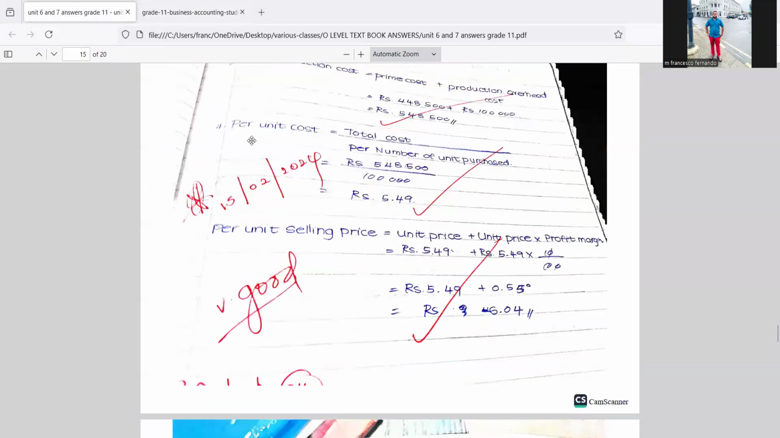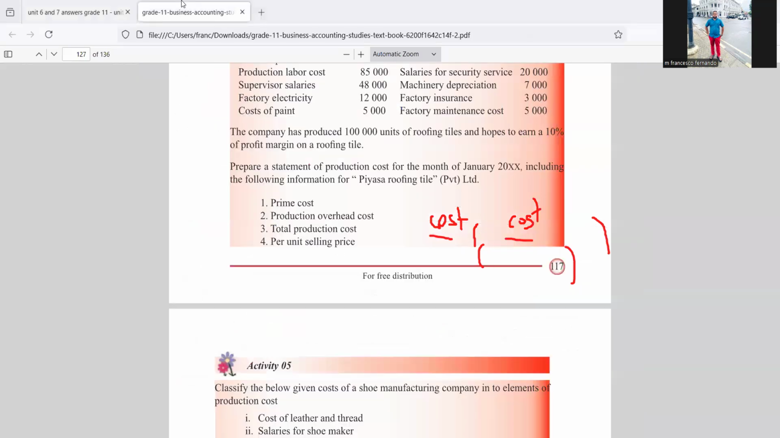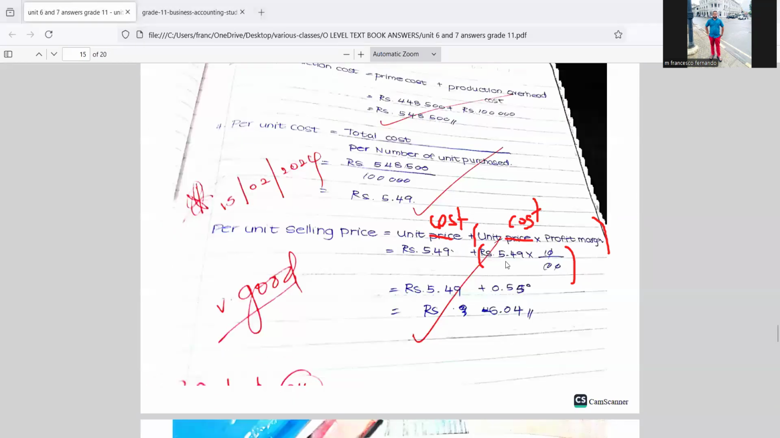How to find the per unit selling price? So make sure to write this formula properly. It's better to put the bracket here, unit cost. It's better to write unit cost instead of price, plus unit cost into profit margin. So what is the unit cost? 5.49 plus, here the bracket should come, 5.49. The question says there is a 10% profit margin. So first of all, as per the BODMAS rule, you have to simplify the bracket. So here you will get 0.55. Add it to 5.49, you will get 6.04.